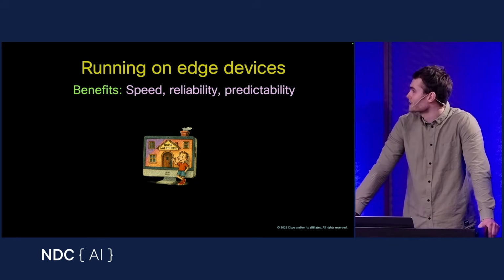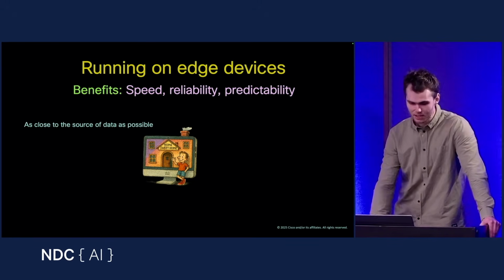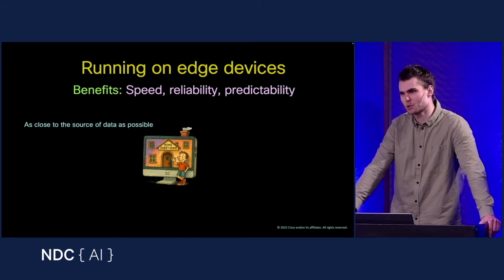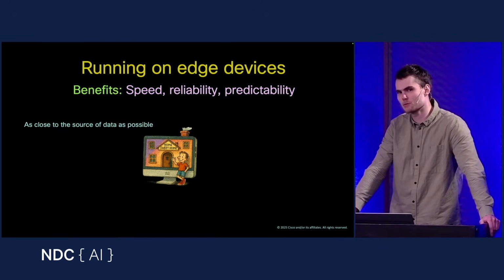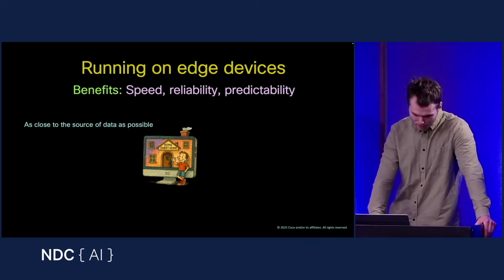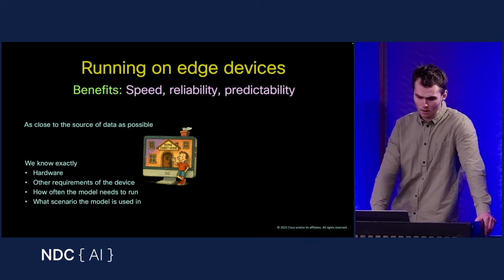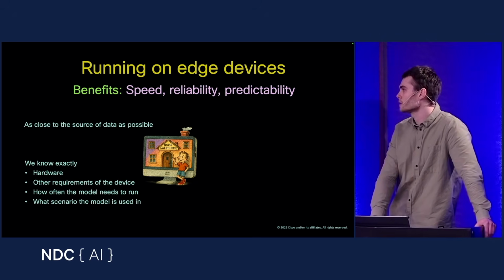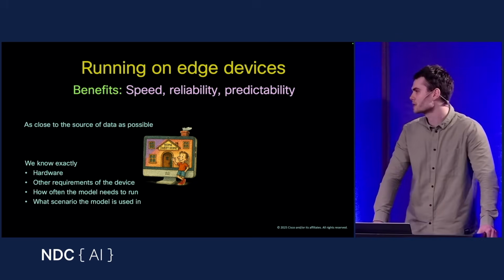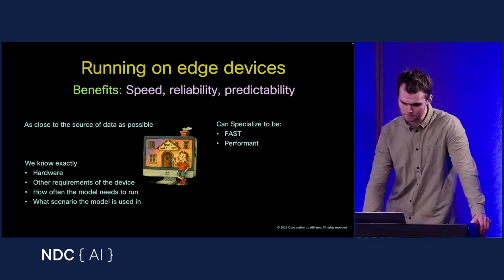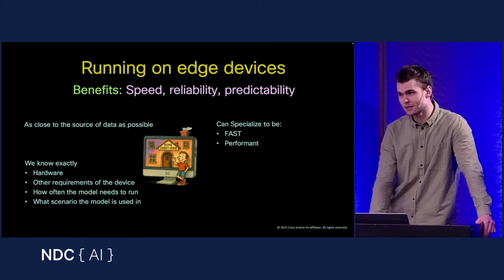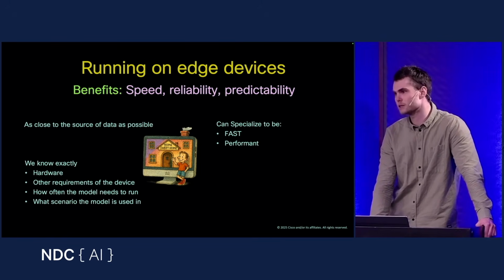On to the benefits of running on edge devices, and there's plenty of those. To start with, we are as close to the source of data as possible. We don't need to send the image somewhere, process it, and send the results back. We just run it where it is. We know exactly what hardware we're on, what other requirements the device has, how often the model needs to run, and what scenarios the model is used in. We can specialize to be very fast and very performant, specifically on our hardware and on our cameras.